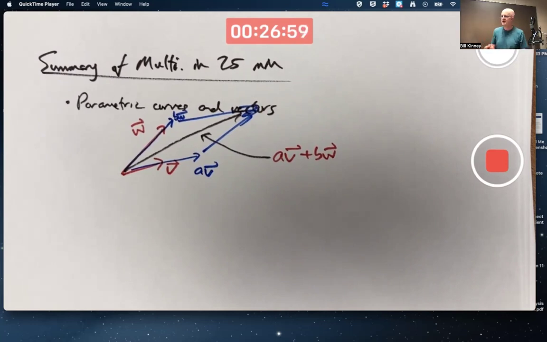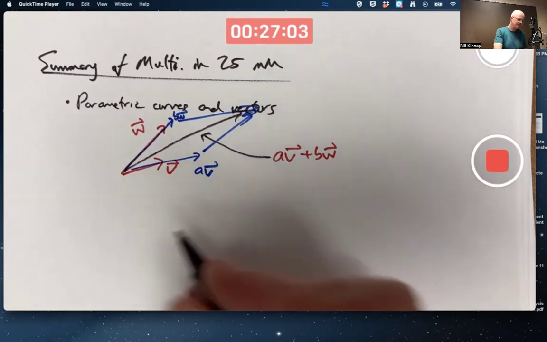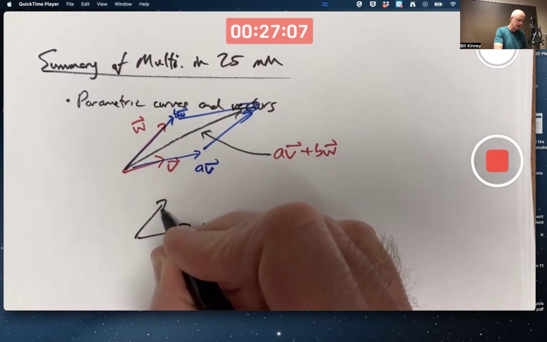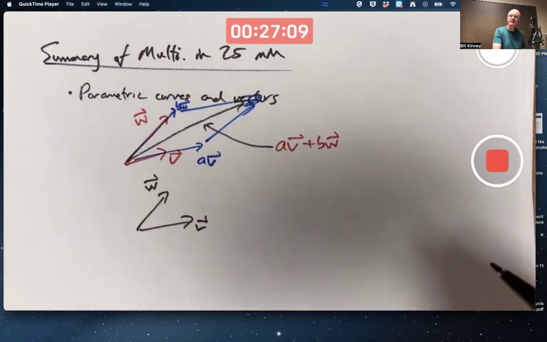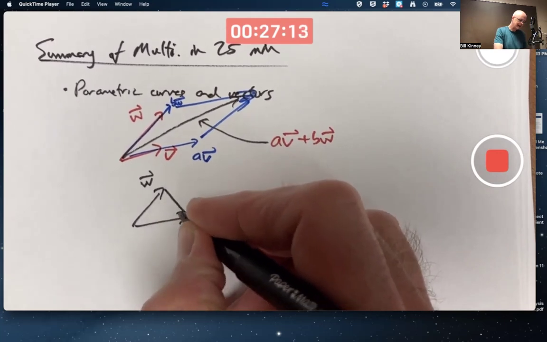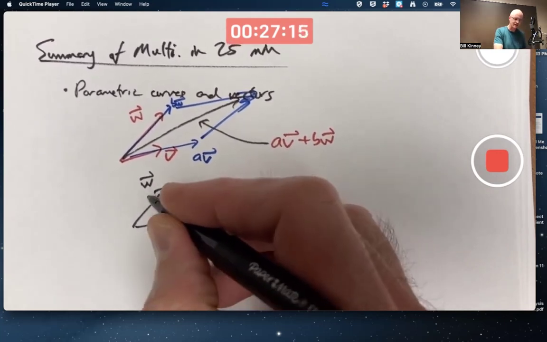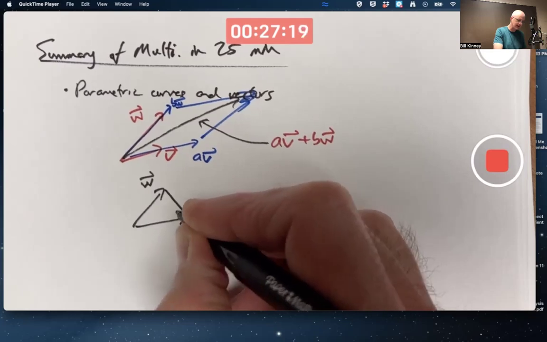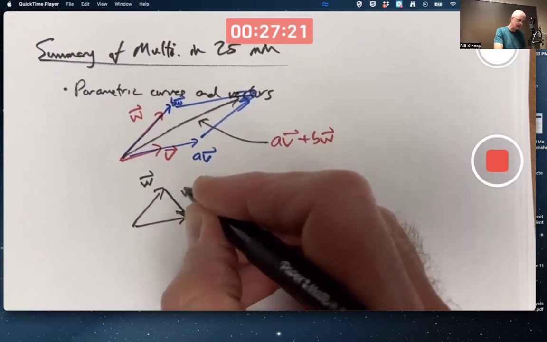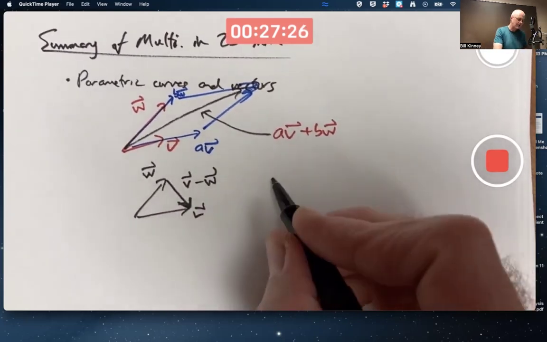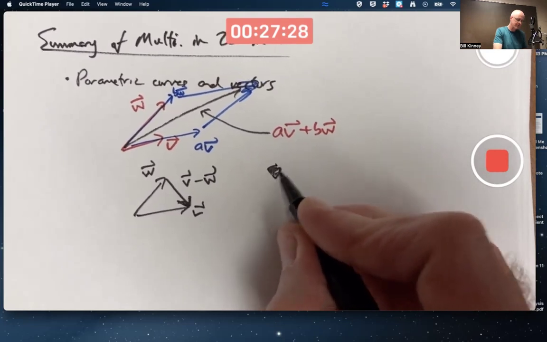So, geometric interpretation of vector operations, including subtraction as well. This is V and this is W. Where is V minus W in this picture? It points either in this direction or in that direction. The way I remember it is if you add it to W, you've got to get V. So it's got to point from W to V. That's V minus W.